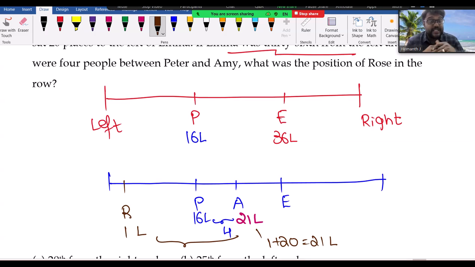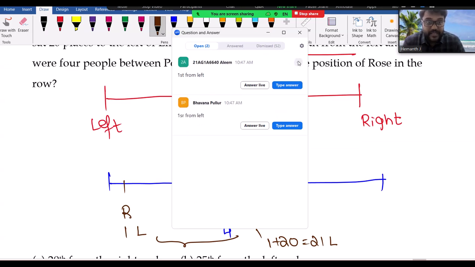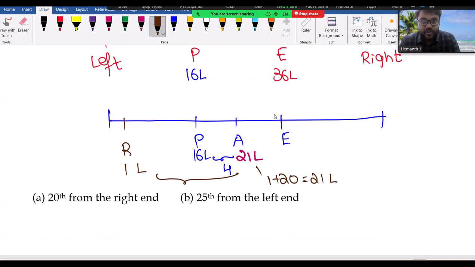That 20 places right should satisfy. That's possible if you go in this way. So Rose is first from left end. Bhavana not 49 from right end, 50th from right end we have to say. See, total how many people?